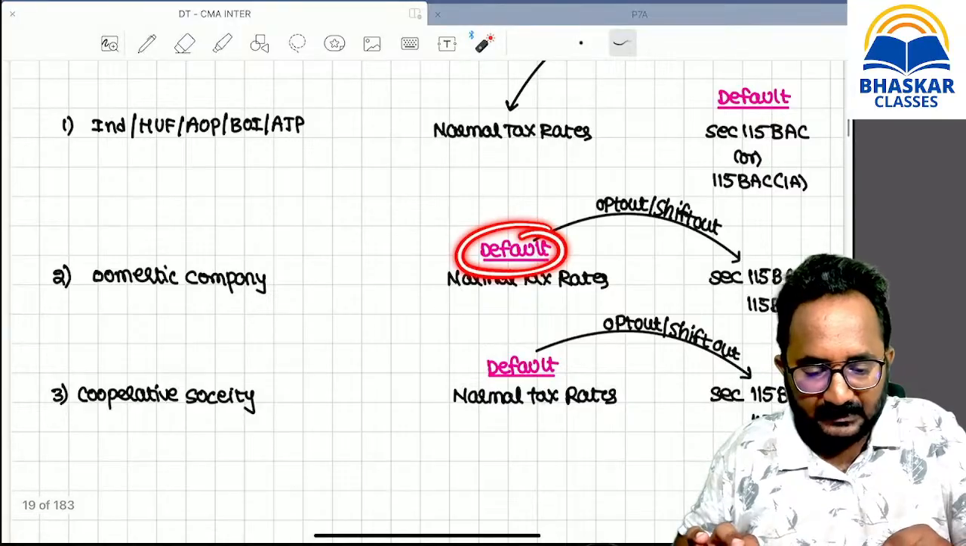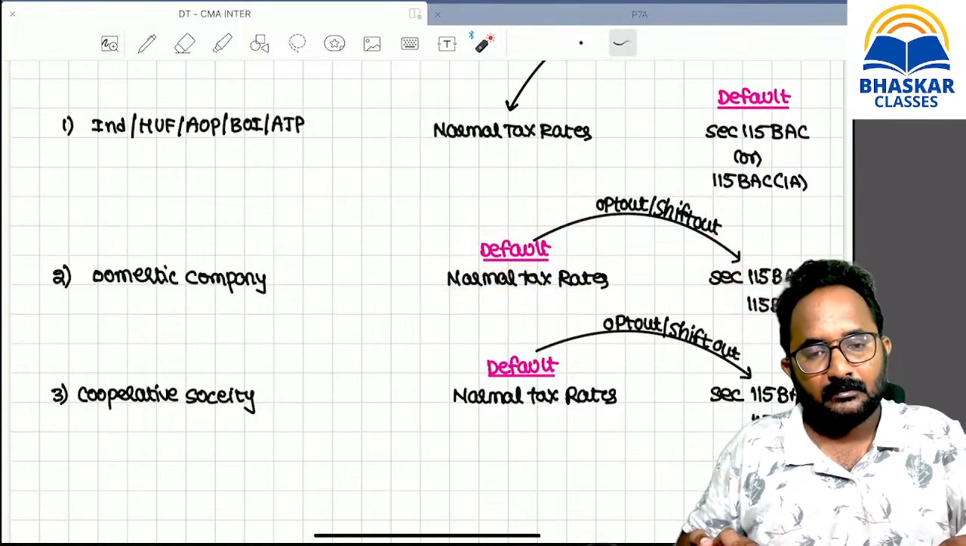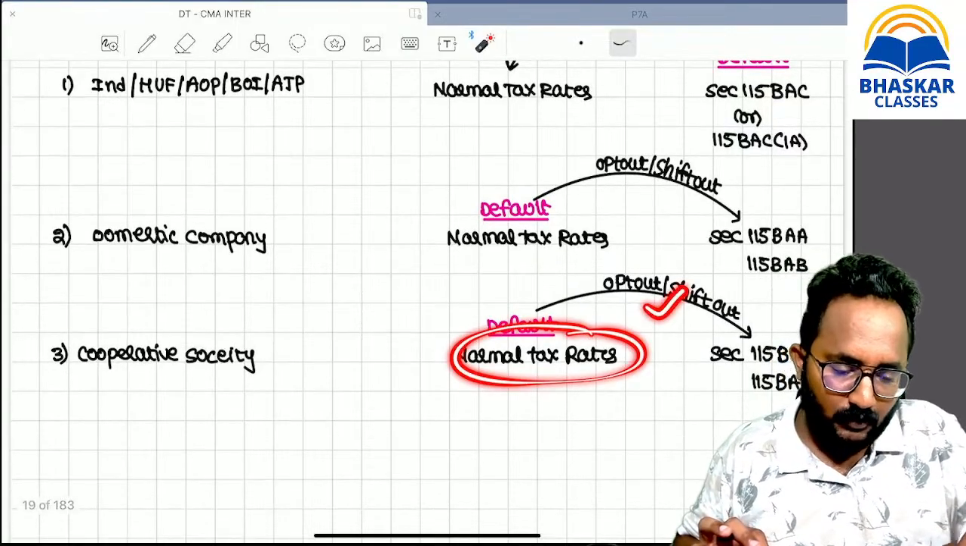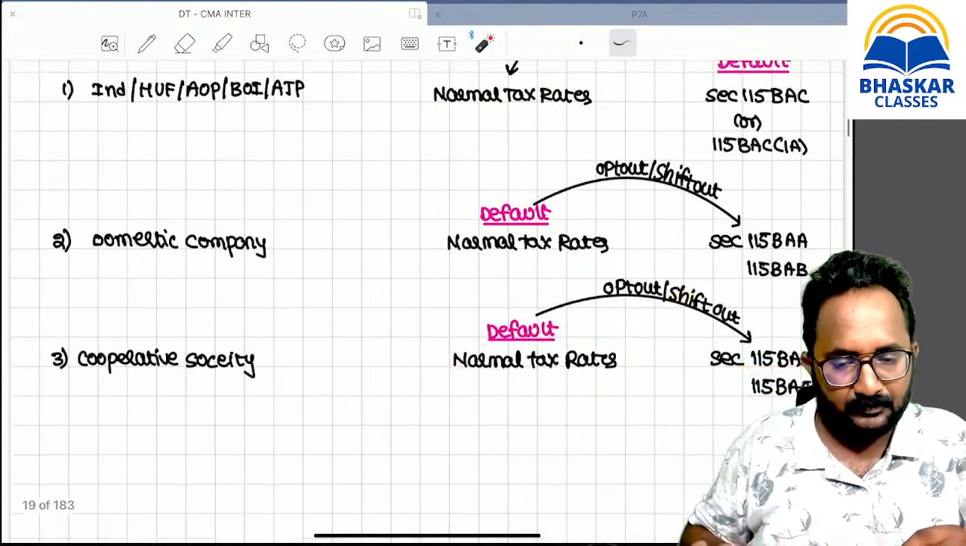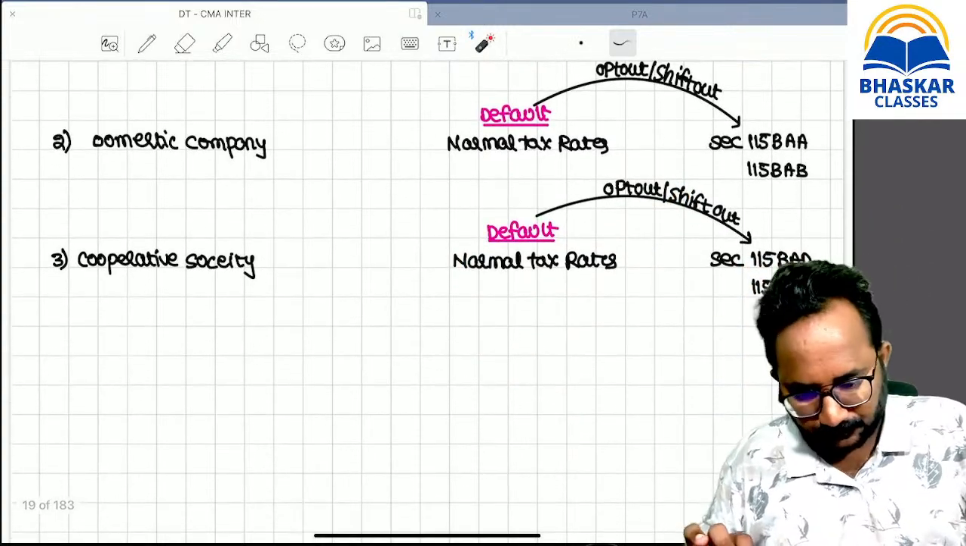Next, the default tax regime is the normal tax rate. If you want to shift out, yes, you can go for that, as optional. Next, cooperative society: the default one is the normal rate. If you want to shift out, yes, BAD, BAE.